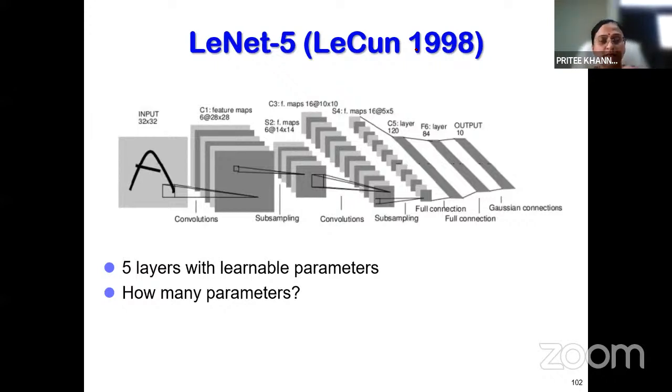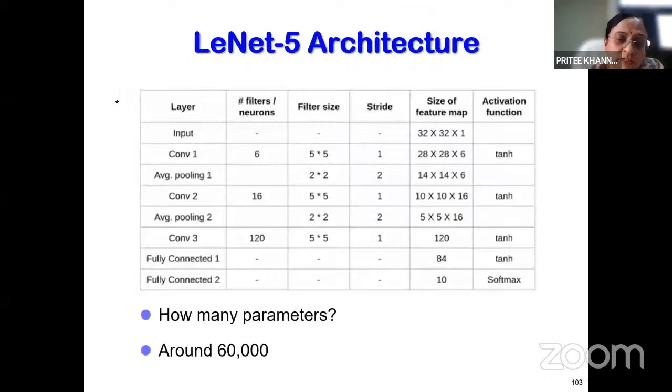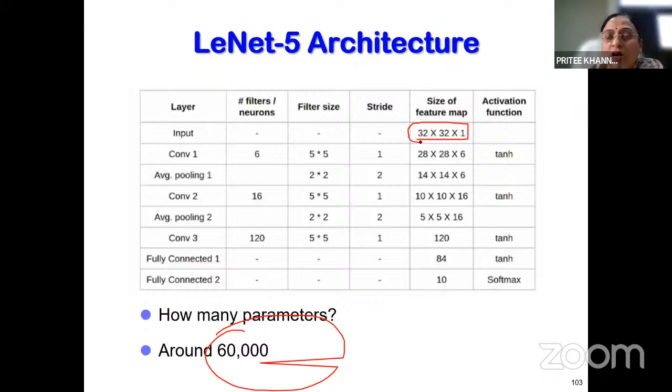So here you can see that there are 5 layers with learnable parameters. And if you guess how many parameters are there, it is around 60,000 parameters. So here you can see the input to this network was a gray level image, 32 cross 32 into 1.